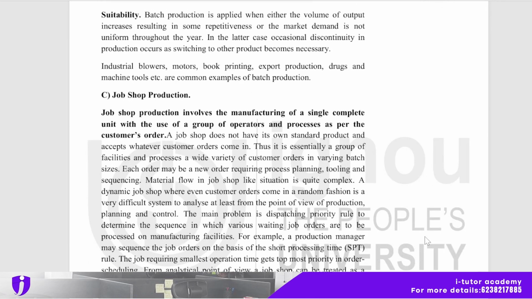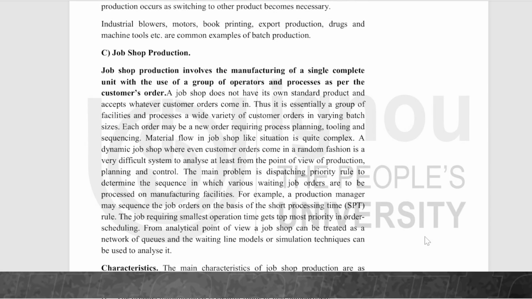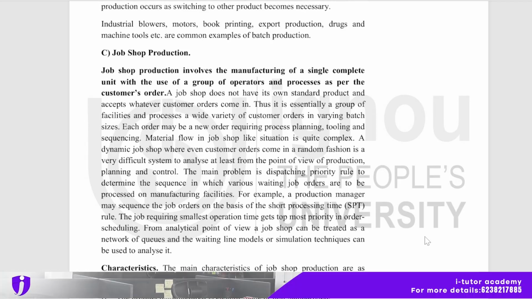Suitability: batch production is applied when either the volume of output increases, resulting in some repetitiveness, or the market demand is not uniform throughout the year. In the latter case, occasional discontinuity in production occurs as switching to another product becomes necessary. Industrial blowers, motors, book printing, export production, drugs and machine tools, etc., are common examples of batch production.